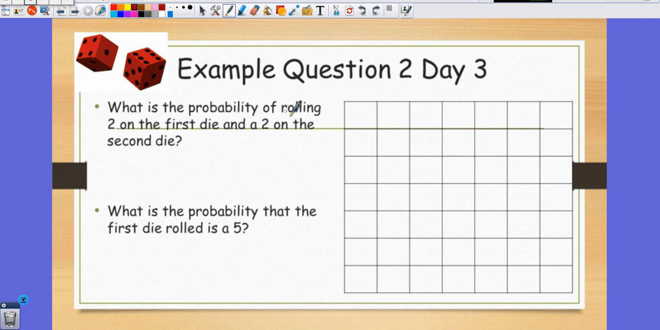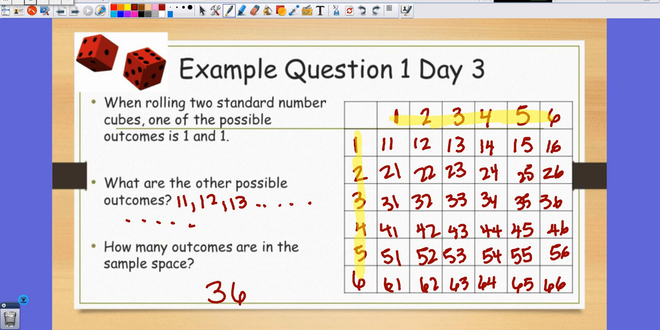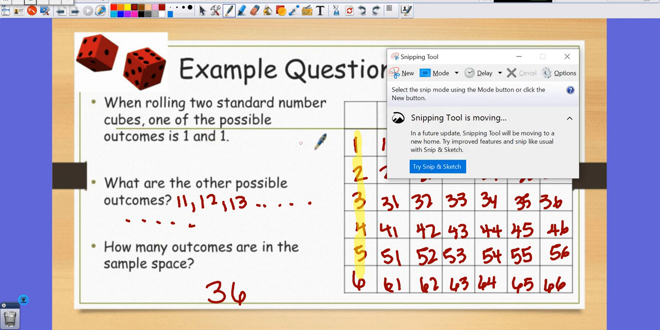So it says, what's the probability of rolling 2 on the first die and 2 on the second die? So if I call this up here the first die, 1, 2, I'm not redoing this. Hold on, babies. I'm going to take a picture of the one I just created. Give me a second.